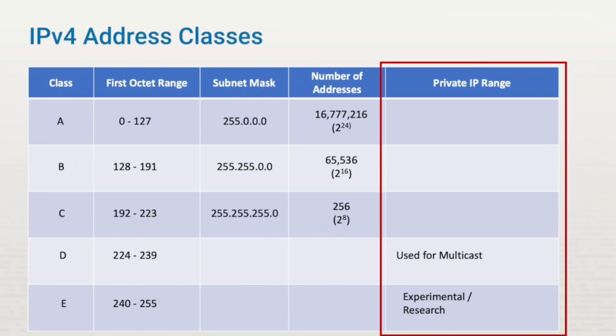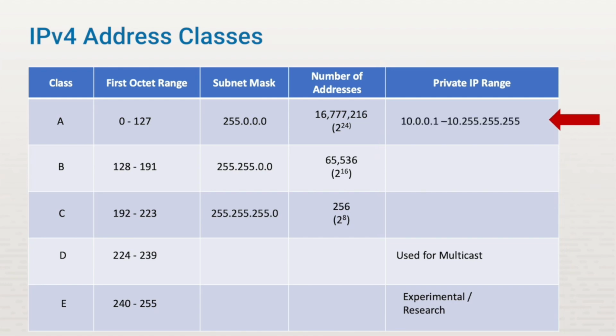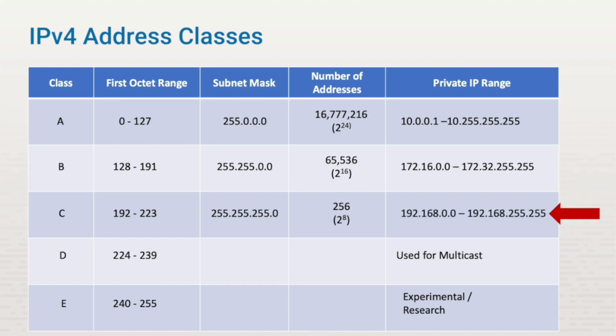These private IP ranges are defined in the Internet Engineering Task Force Memo RFC 1918. For Class A networks, the private IP address range is 10.0.0.1 through 10.255.255.255. The Class B private network range is 172.16.0.0 through 172.32.255.255. And the Class C private range is 192.168.0.0 through 192.168.255.255. Using private ranges allows us to expand the use of IPv4 addresses since anyone can use them inside their own private network. Now let's look at some of the special IP addresses you need to be aware of.